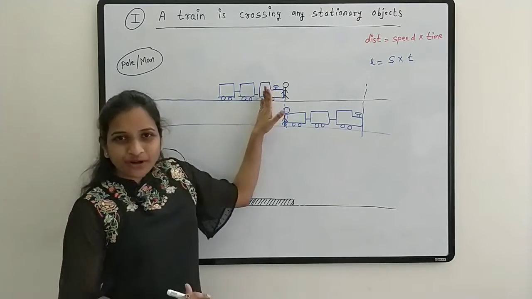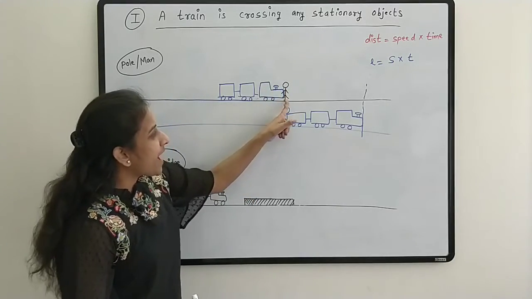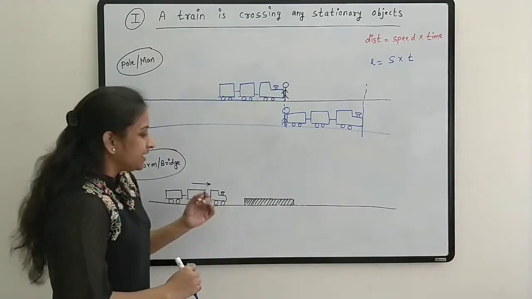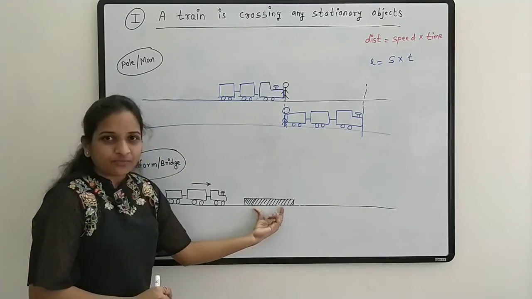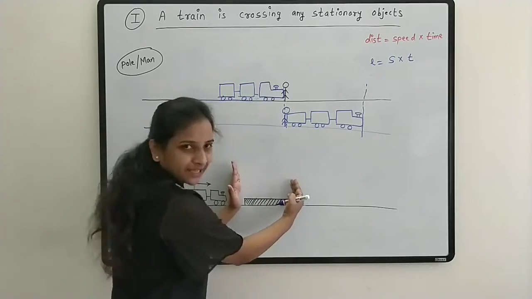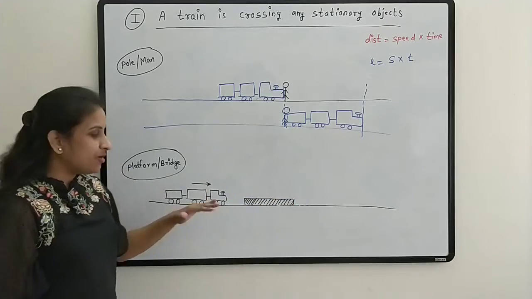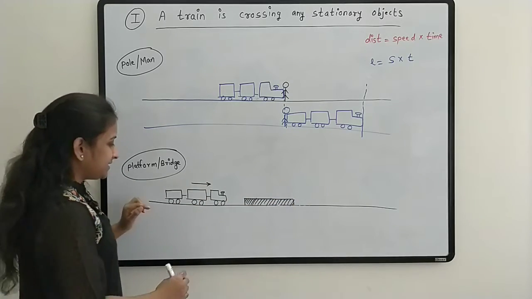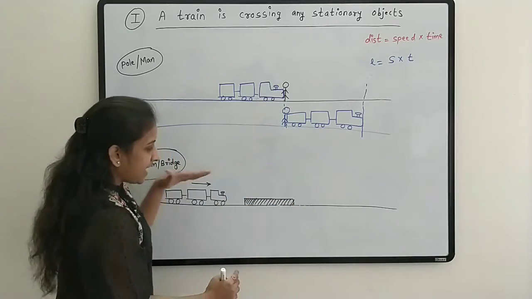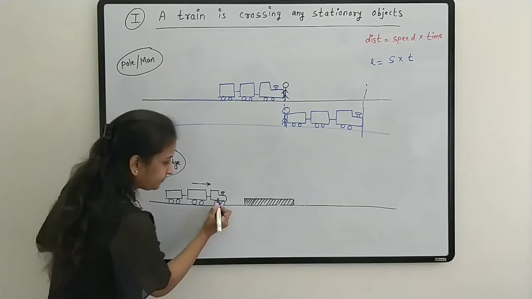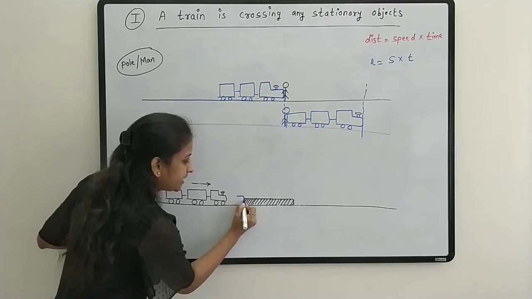Now in this case, what we have assumed is that the length of the man or the length of the pole is 0. Now if there is a platform or bridge, it has some length. Now the train is crossing a platform or bridge. Now let's understand this case. See, the train is moving like this and the train is crossing the platform. So the starting position will be, see, this engine position should be here.